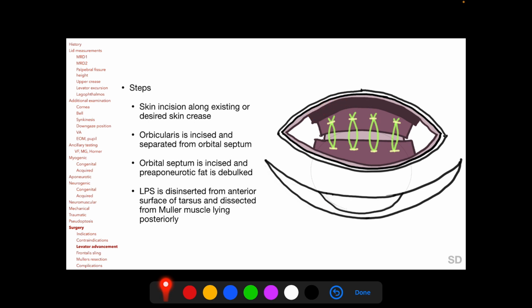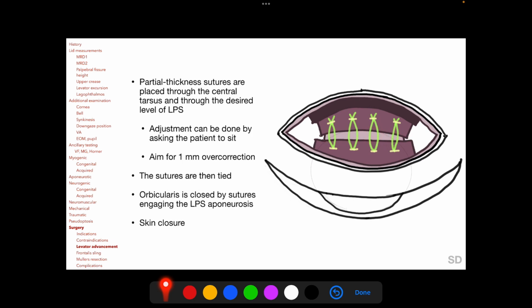The orbital septum is then incised, and the pre-aponeurotic fat lying between the orbital septum and the LPS aponeurosis is debulked. The LPS aponeurosis is then first separated from the superior tarsus and dissected from the Muller's muscle lying posteriorly. Partial thickness sutures are placed through the central tarsus and the desired level of the LPS aponeurosis. The desired level of the LPS aponeurosis can be adjusted by asking the patient to sit up.